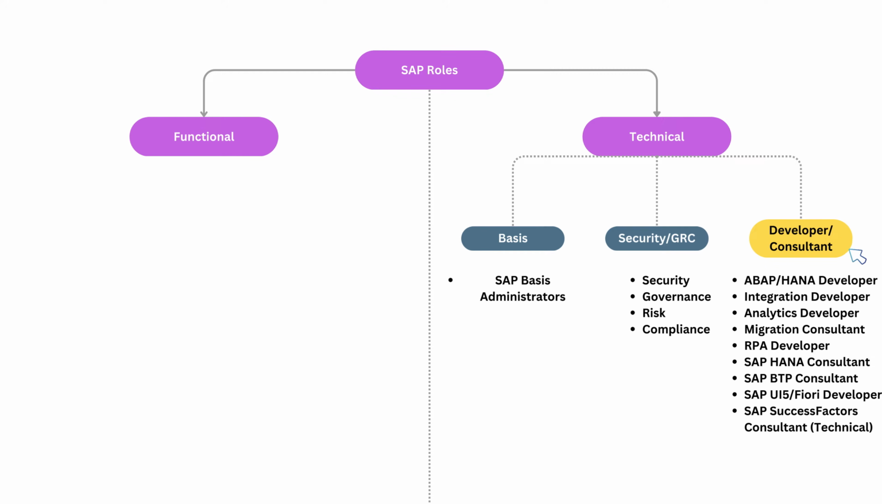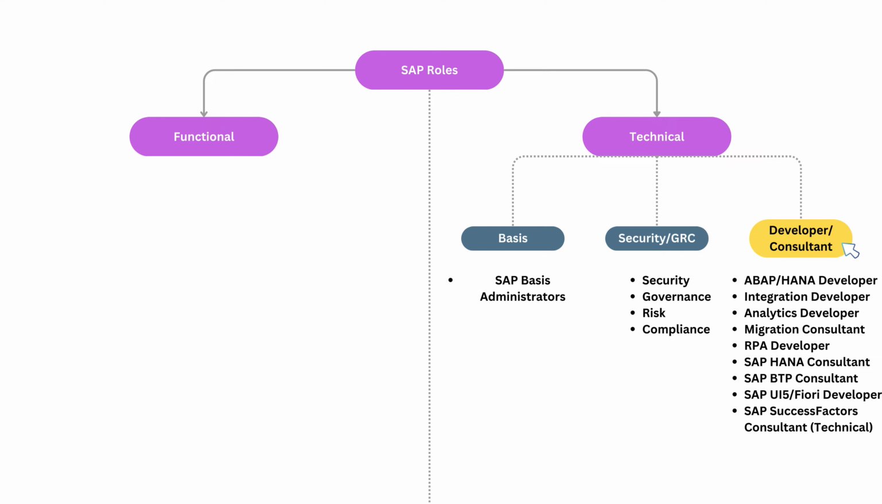For example, if you're working on a robotic process automation part, you're called an RPA consultant or RPA developer. We have a HANA consultant who takes care of HANA development. And recently SAP has launched BTP, so they're also called SAP BTP consultants. If you're working on Fiori or UI5, the UX development, they're also called UI5 or Fiori developers. If you're working on SAP SuccessFactors, they're also called SAP SuccessFactors consultants.